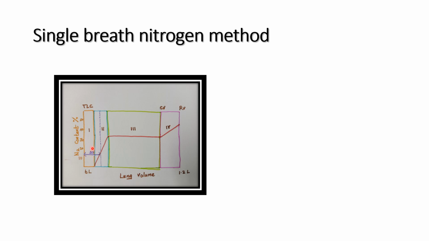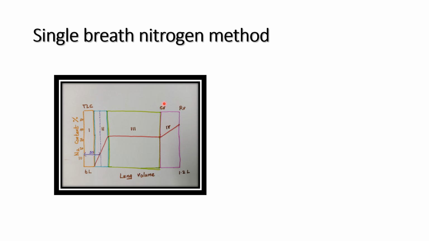When we record the graph in Fowler's method, it gives an S-shaped curve. The first part contains no nitrogen. The second part is mixed air, containing nitrogen, because alveolar air and conducting zone air are mixed. This area contains the dead space volume. Phase 2 is the mixed air. Phase 3 is only alveolar air. This is the fourth phase, which also contains nitrogen.